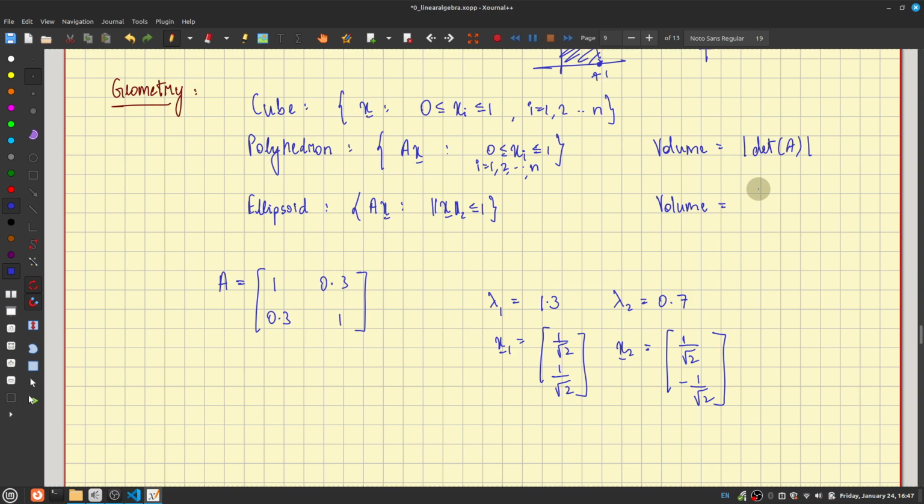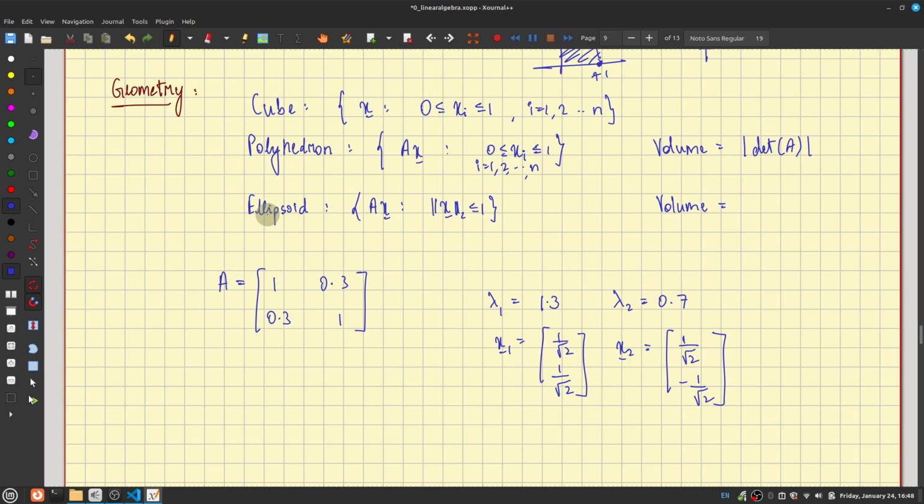So that's transformations of the cube. Let me try to see what happens if I take a circle or a sphere and again do the same thing. I take the sphere, which is a set of all vectors whose L2 norm is less than or equal to 1, and then multiply each vector in this set by A. I'll get a new set. And this new set is basically going to look like an ellipse.